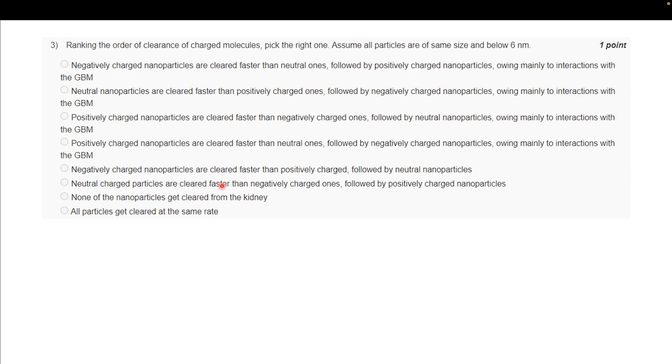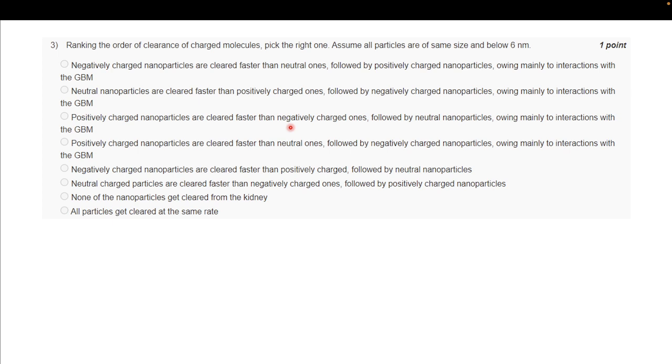First option. Negatively charged nanoparticles are cleared faster than neutral ones, followed by positively charged particles, owing mainly to interactions with the GBM. Okay, thanks for answering. Anybody else? Option 3, positively charged nanoparticles are cleared faster, then negatively charged ones and then neutral. Okay, we have two completely opposite answers.